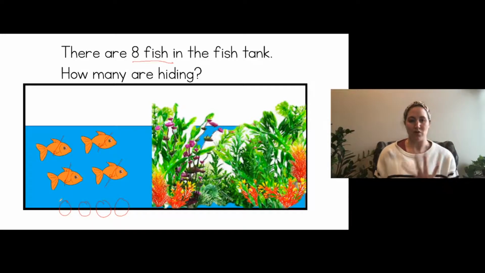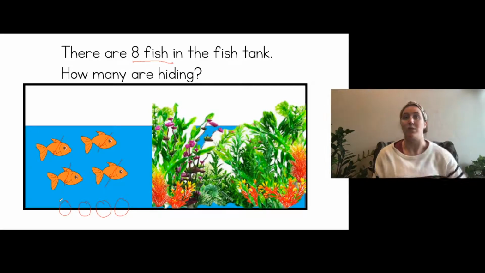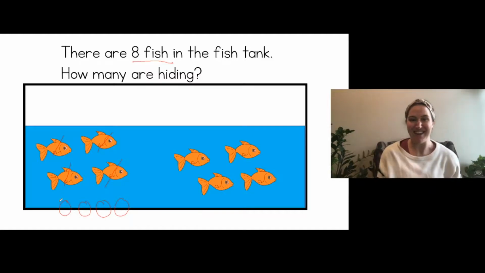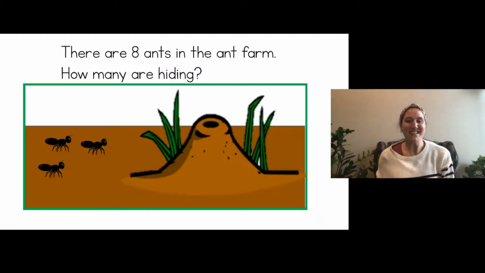I could also use my fingers to help me. There's supposed to be 8 fish. So I'm starting with 4. I'm going to think of the number 4 and count on until I get to 8. So 4, 5, 6, 7, 8. 4 fish are missing. Let's see if I'm right. There were 1, 2, 3, 4 fish that were hiding, or 4 plus 4 equals 8. 8 fish.